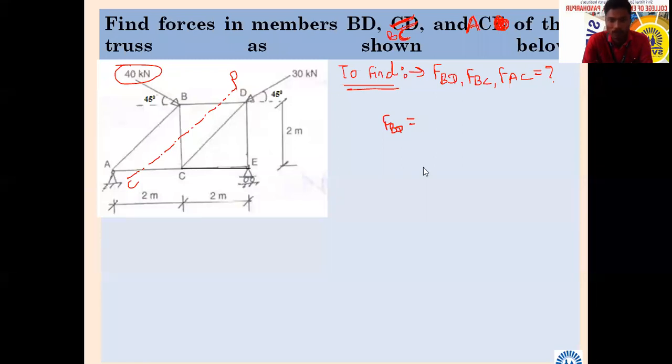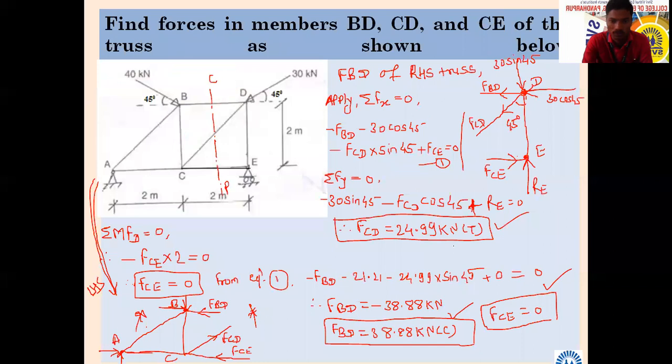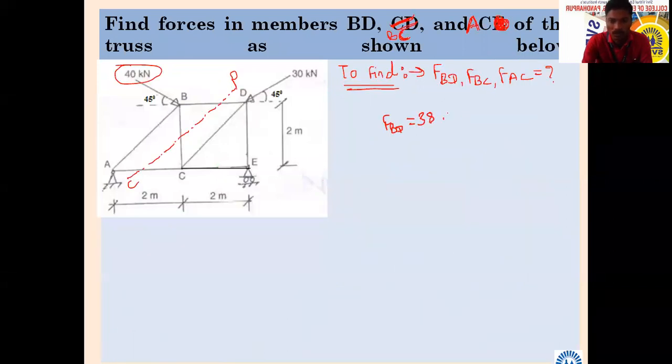So the value of FBD, is it the same as the first one we solved? Yes, sir, same. Okay, same means it is 38 point something, whatever you got. Then what about BC? 17.68. Okay, 17.68. Others also please contribute. Same, sir.